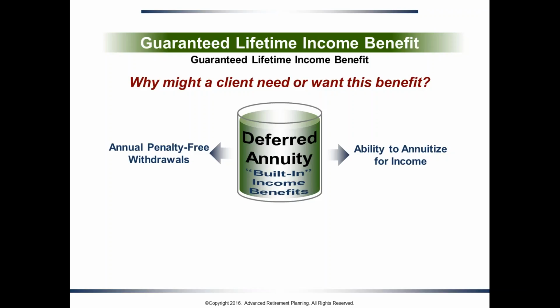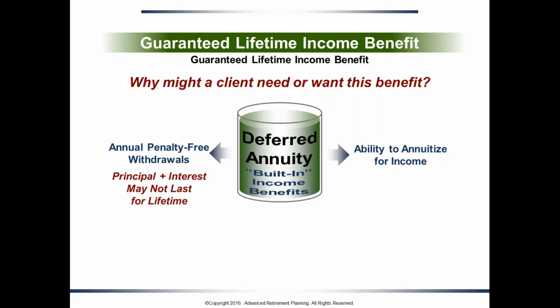Those two income benefits of any deferred annuity that's ever been created are penalty-free withdrawals or the ability to annuitize that money for income. In fact, with a deferred annuity, which is what most of us sell, the term deferred means that annuitization is being deferred until a later time. That's how we contrast them with what we call immediate annuities or SPIAs. A lot of people mistakenly think that the technical term deferred annuity means tax deferral. It doesn't have anything to do with that at all. It simply means that the annuitization is being deferred until a later time.